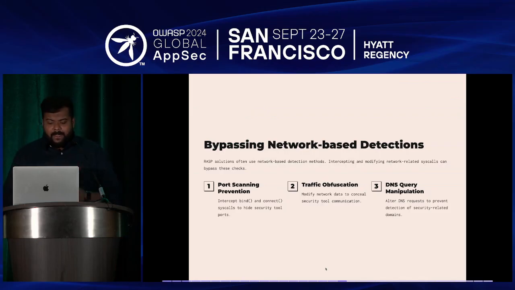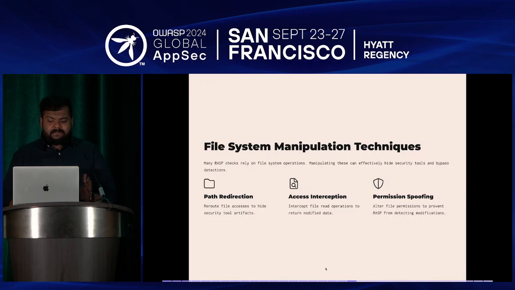Traffic obfuscation: modify the network data itself to conceal the banner of whatever security tool is running. So if you actually do a telnet to 27042 when Frida is running, it'll give you a specific banner. If you do not want to hide the port, you can change the banner itself in the syscall table, and you can obfuscate the traffic. A third is DNS query manipulation. This is more of external communication. So you alter the DNS request so that it points to your own DNS, which you can set up, right?